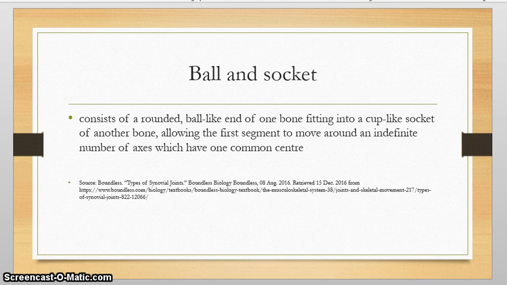Ball and socket joint consists of a rounded ball-like end of one bone fitting into a cup-like socket.